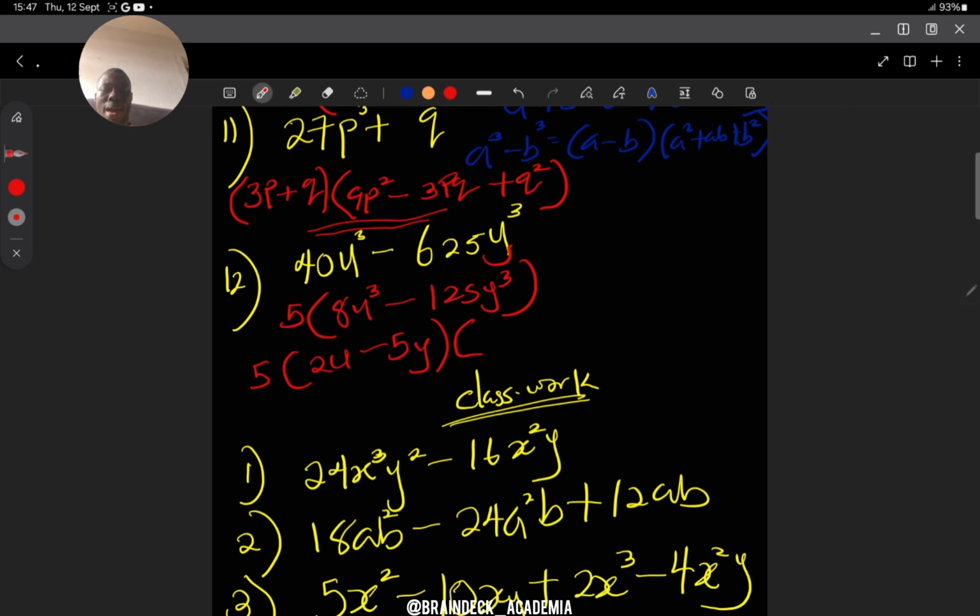Then bracket, my a square will now be, square of this will be 4u square, then plus my ab. Remember ab will be 2 times 5, because this is 2, this is 5, 2 times 5 is what? 10. Then we have uy, because ab simply means a times b. So if this is a and this is b, that will be 2 times 5, which is 10. Then we have uy, then plus b square, which is what? That's 25y square, because b square will be 5 square y square, and that's my answer.